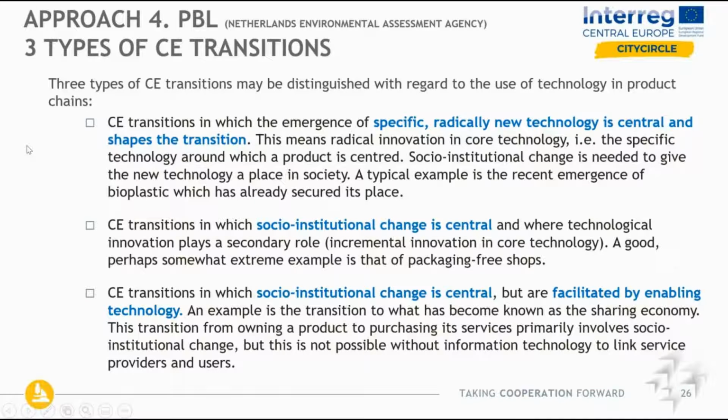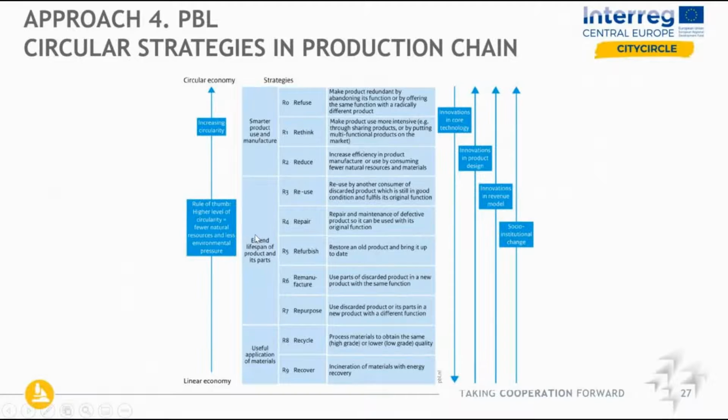I have here another approach from another perspective. This is a governmental agency, the Netherlands Environment Assessment Agency. They also worked on their model based on the literature, and they have this systematic use, which is very close to what the PricewaterhouseCoopers model does. So the different strategies: recover, recycle, repurpose, until refuse.